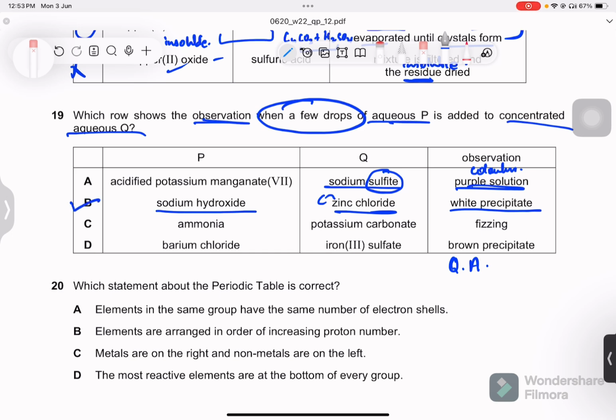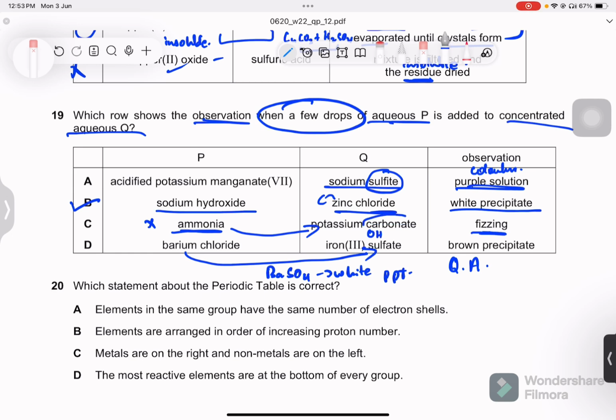As for C, ammonia and potassium carbonate, fizzing. No, ammonia does not react with potassium carbonate like this. If this was potassium hydroxide, then this could be correct. Over here, barium chloride reacts with iron 3 sulfate, brown precipitate. No, in this reaction, barium will react with sulfate, so this will form barium sulfate, which is a white precipitate, not a brown precipitate.